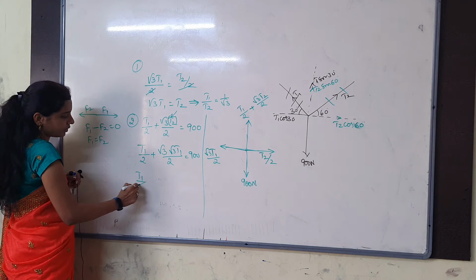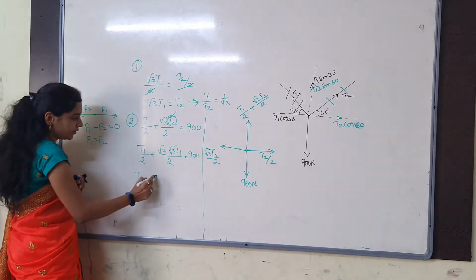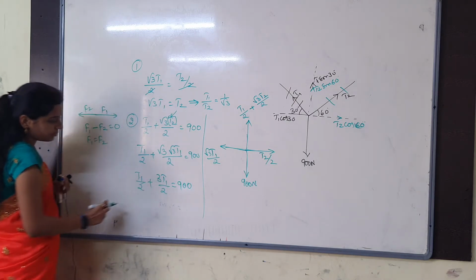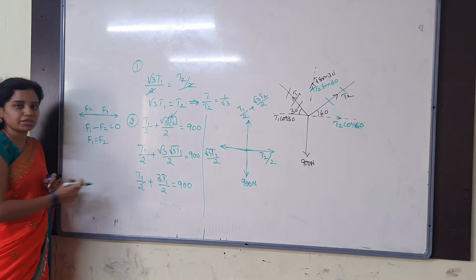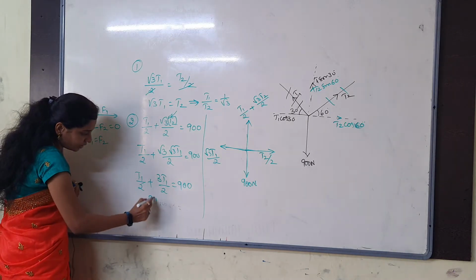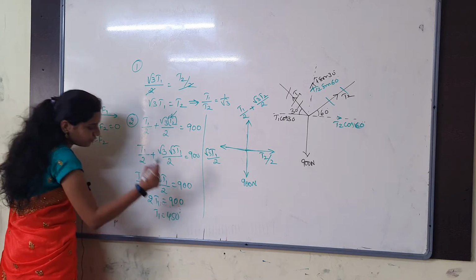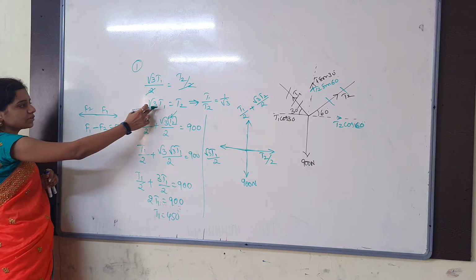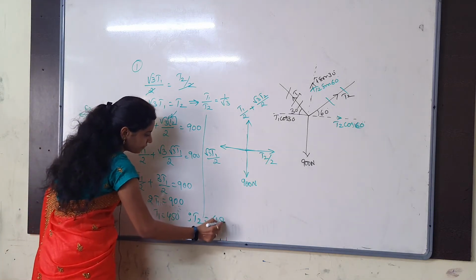Then T1 by 2 plus, of course, root 3 into root 3 will be 3. 3 T1 by 2 is equal to 900. Then how much will this be totally? 4 T1 by 2: 3 T1 by 2 and T1 by 2. 4 T1 by 2 is nothing but, shall I write it as 2 T1? 2 T1 is equal to 900. Then T1 is equal to 450. If you substitute T1 equals 450 here, then what will you get? T2 is equal to 450 into root 3.